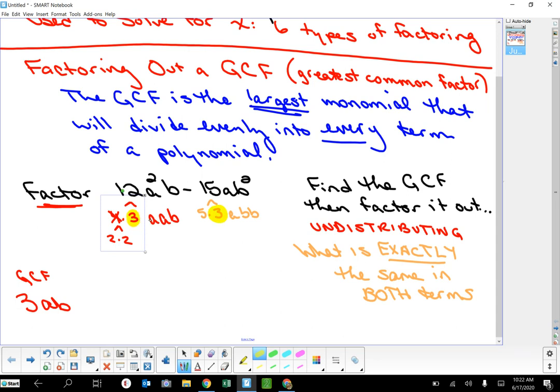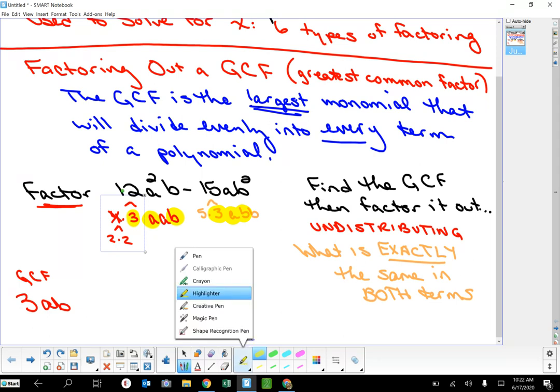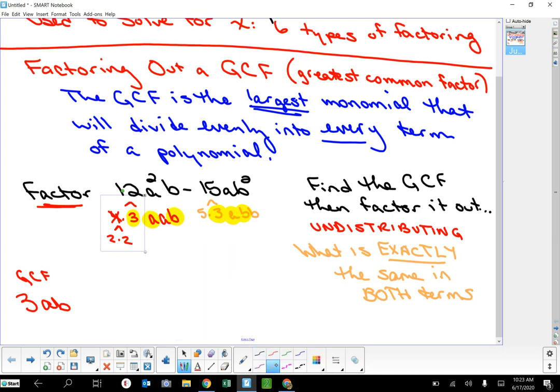And I have an a common to each term. There's an a here and an a here. And then one red b and one kind of orange b. And so they have those in common. So if you can highlight those kinds of things, then you use only one of them. The 3ab is common to both. So this 3ab, 3ab, 3ab is my GCF.